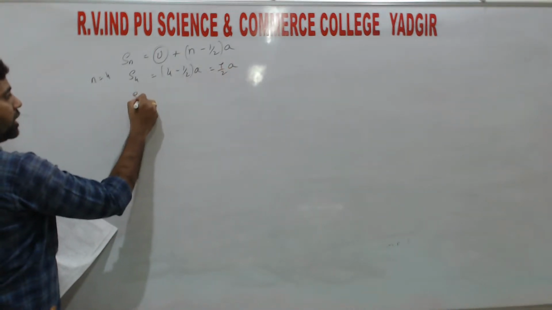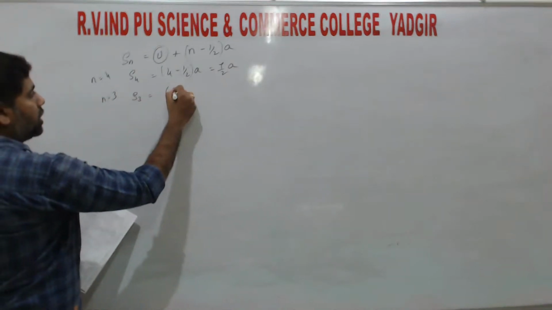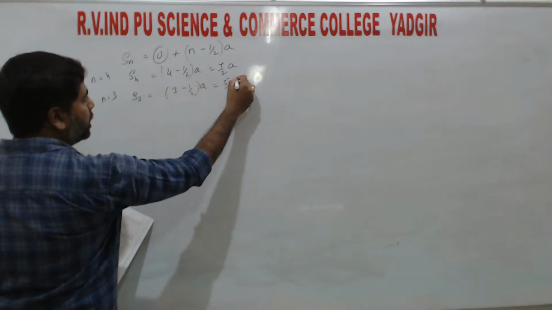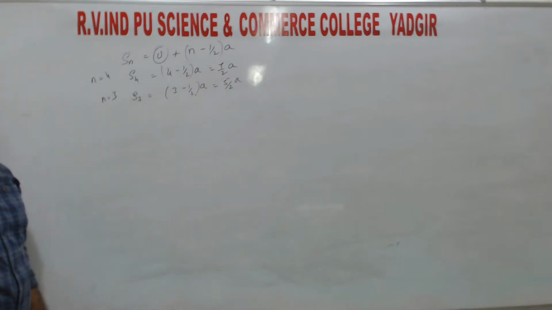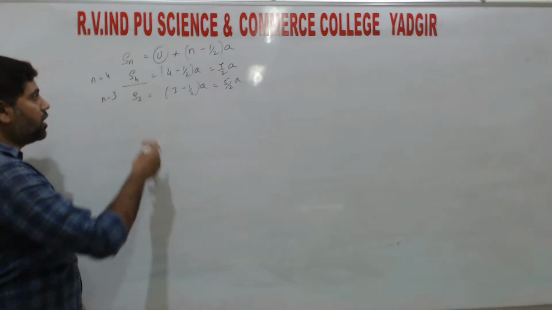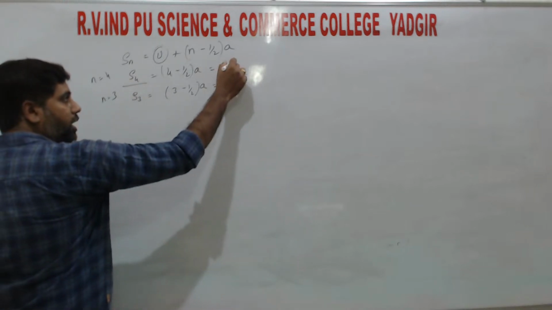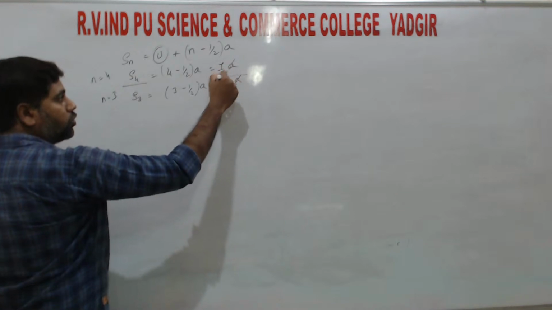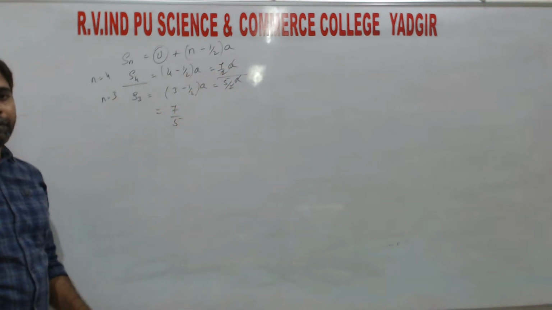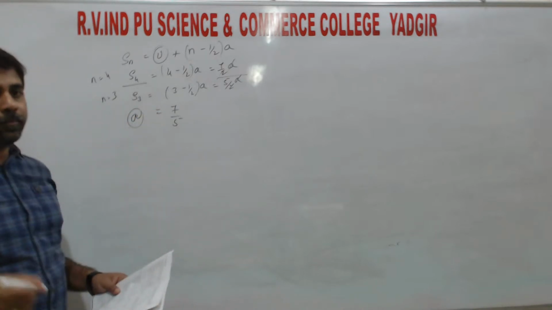Similarly s3, substituting n is equals to 3, right? So 3 minus 1 by 2 into a, so 6 minus 1, 5 by 2 a, right? So we need the relation for the ratio s4 is to s3, or s4 by s3. So dividing the two terms, numerator a and denominator a get cancelled, 2 gets cancelled, so the ratio is 7 by 5. So option A.